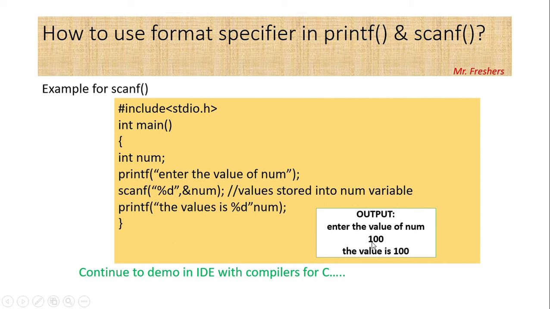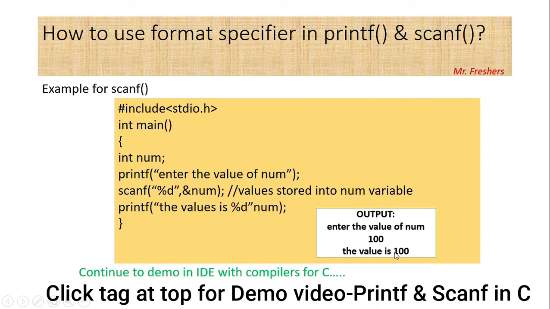Okay, so I am using the percentage format to say how I want the value formatted. This %d is replaced by the value of the variable. What is the value of the variable? 100. I hope you have understood so far. Now we'll see a demo in an IDE, with a compiler for C.